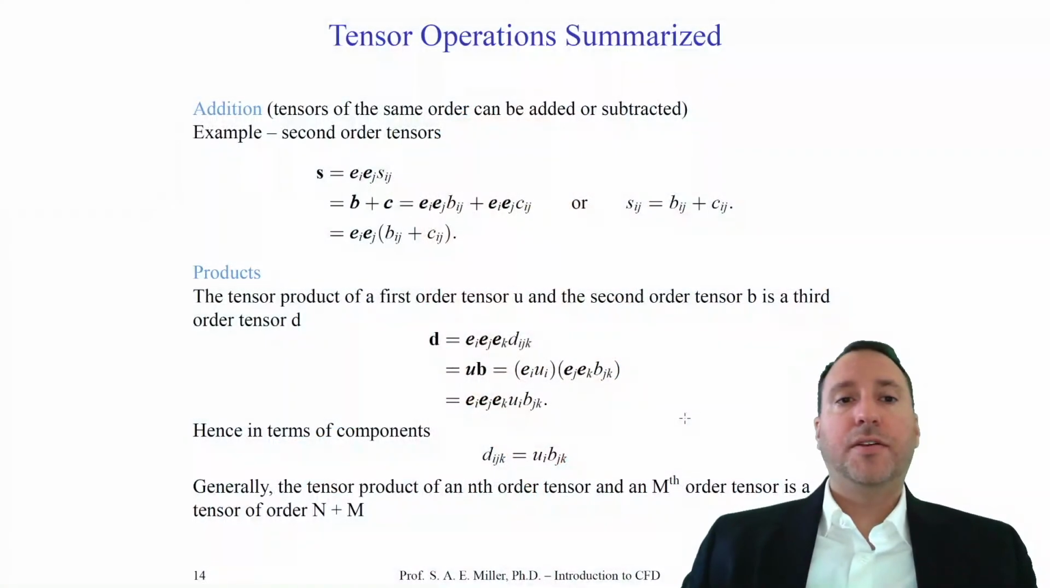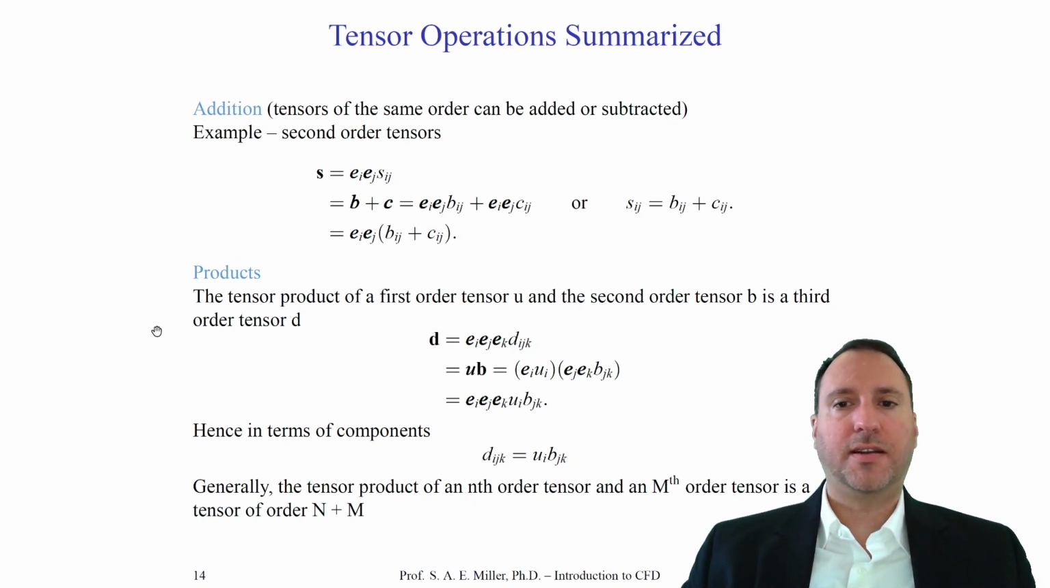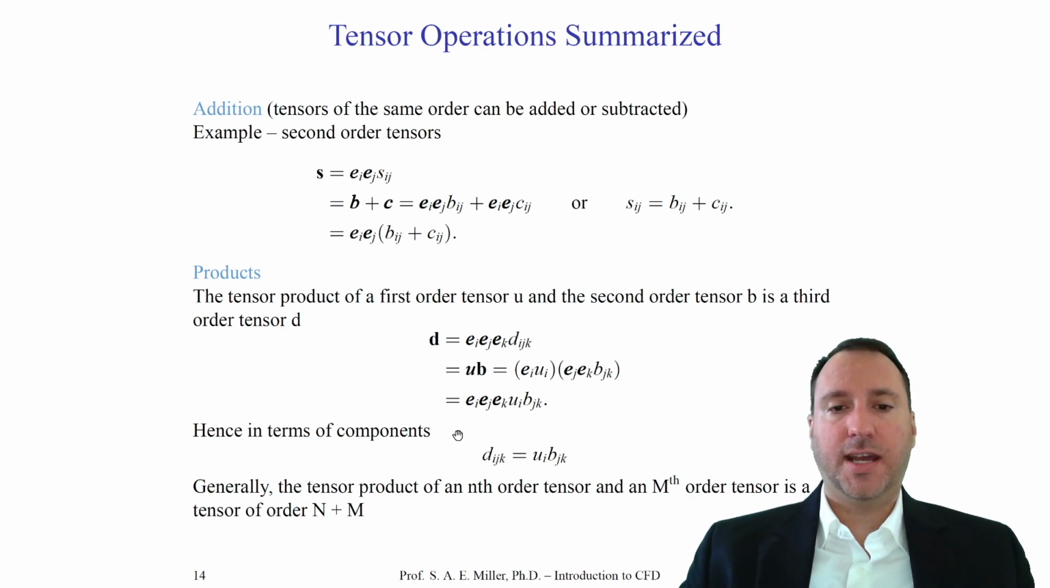Let's now summarize our tensor operations. There's addition, where we might add tensors. Here I've written some examples of second-order tensor addition. I've written product summarizations for the multiplications of first-order tensors and second-order tensors and third-order tensors, B. So in terms of components, we might write these as d_ijk, and it will be equal to u_i b_jk. So remember, in general, the tensor product of an nth order tensor and an mth order tensor is a tensor of order n plus m.